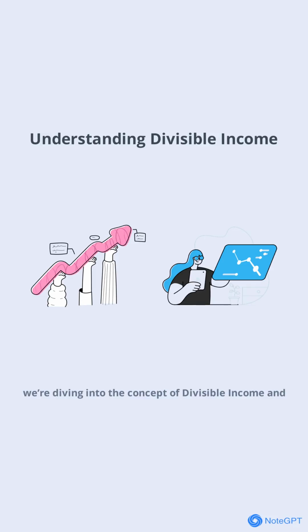Welcome. Today we're diving into the concept of divisible income and how profits are allocated among partners in a partnership. After a partnership calculates its provisional adjusted income, or PAI, the next crucial step is figuring out the divisible income. This is the portion of profit that's actually available to be shared among the partners. Understanding this process is essential for both accurate tax reporting and fair profit distribution. Let's start by breaking down what divisible income really means and why it matters for every partner involved.